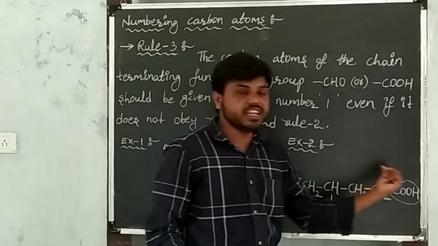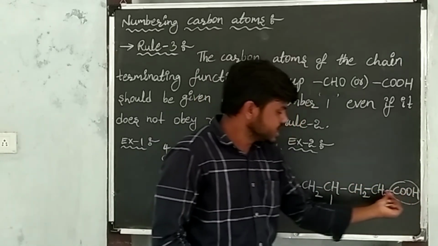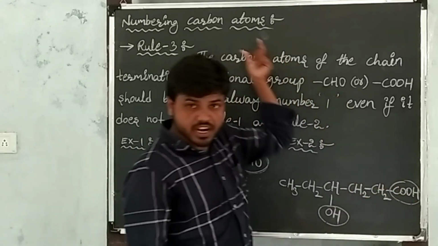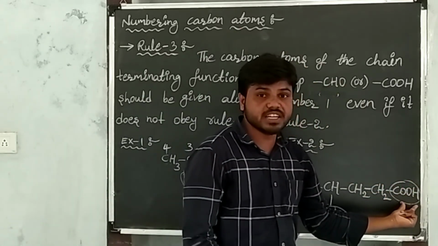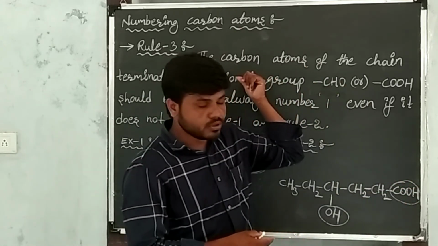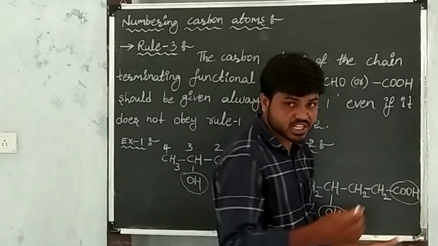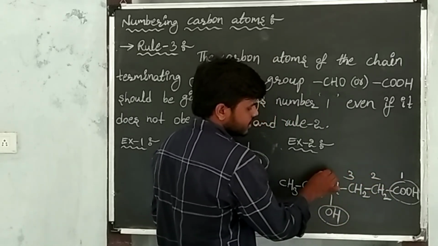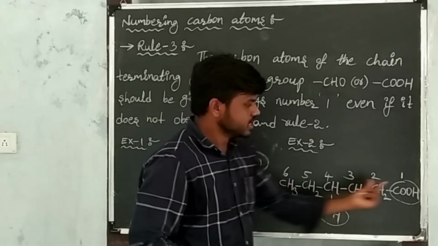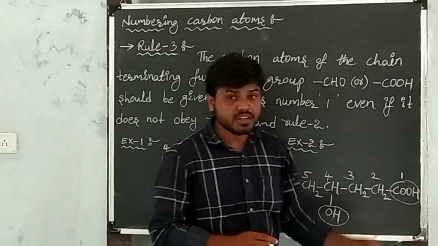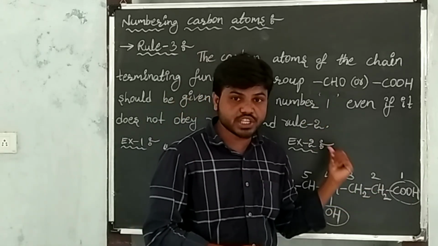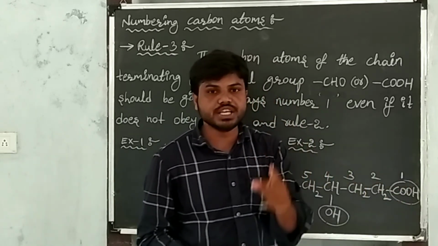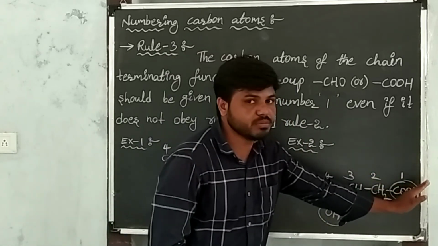See, this principal chain is terminating with the carboxylic acid, that is COOH. According to rule 3, this carboxylic acid should get the first number. That's why I am starting from the right side. This is first, this is second carbon, third, fourth, fifth, sixth carbon. See, COOH is getting the first number. When the chain is terminating with CHO or COOH, we should give the first number to the CHO or COOH functional groups. That's why I started from right to left.